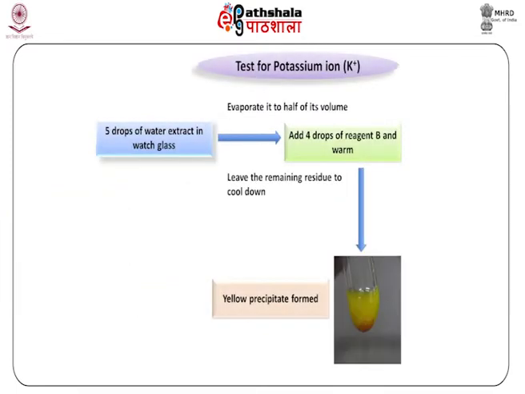A second method for confirming the presence of potassium is done by taking 5 drops of water extract in a watch glass and then evaporating it to half of its volume, and then leaving the remaining residue to cool down for some time. Then add 4 drops of reagent B and warm if necessary. A yellow precipitate is formed, which is insoluble in dilute acetic acid. This indicates the presence of potassium ion.